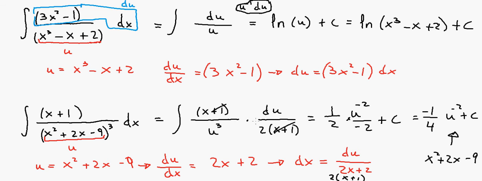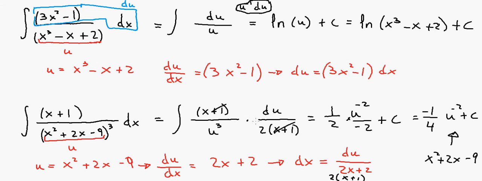And we have 1 over 2 times the integral of u to the power of minus 3. It's dividing, so we bring it up. When we do the integral, we get u to the power of minus 3 plus 1, which is minus 2, divided by minus 2. These two fractions are multiplying, and plus c. So we have minus 1 over 4 u to the power of minus 2 plus c. And then the last step, I don't have space, but would be to replace the u term with x squared plus 2x minus 9.